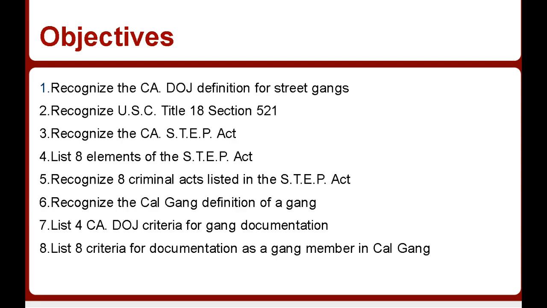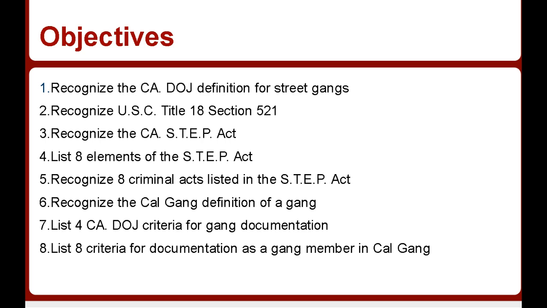So we're going to start off with your objectives, and this is going to be important. I want you to recognize the California Department of Justice definition for what is a street gang. And then I want you to be able to recognize the U.S. Code, Title 18, 521, which defines a gang member and a street gang. It's used for sentencing enhancements. So if it can be proven that a member is a gang member and they committed a major crime from a federal statute, then that section's used to give them additional time in prison.